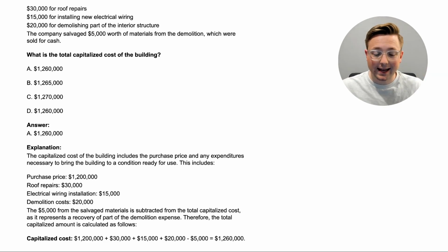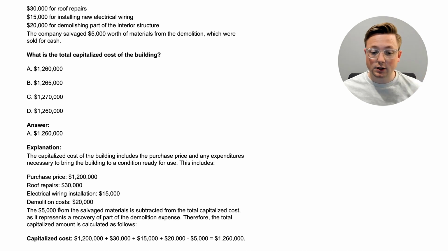All right, the answer is A, $1,260,000 is how much it's going to be on the books. That's the gross value. So the capitalized cost, the amount that's going to be capitalized once you start depreciating it, is going to be the purchase price plus the roof repairs, because you had to repair the roof to be able to even use the building. The electrical wiring installation, again, you had to fix up the wiring to be able to even use the building. Demolition costs, you had to break down some things to be able to use it the way you wanted it to.